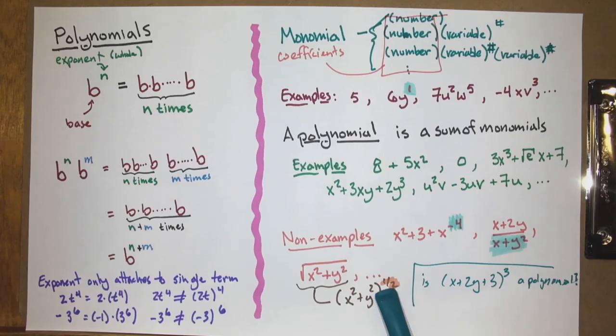So it's not so much that the power being there is the problem. The problem is that it's a 1/2 power. Because it's a 1/2 power, there's no way to write it as a sum of monomials. Whereas this, with some work, you can.